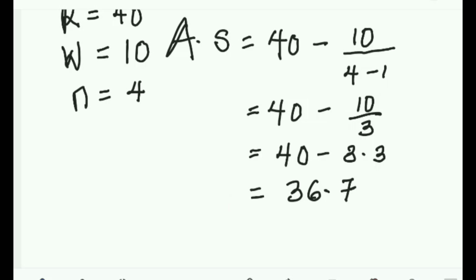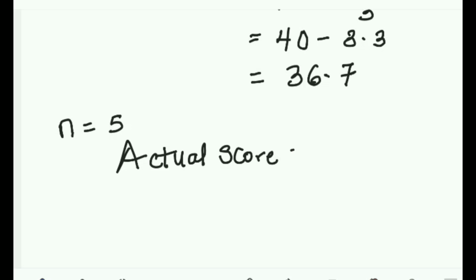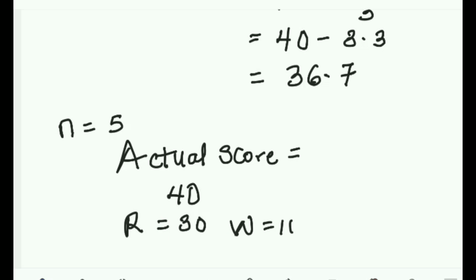So let's assume that we're dealing with 5 options. Then our N will be equals to 5. So the actual score, remember that this candidate answered all. If you had answered 40, that means he left 10 undone, right? If you had answered 40, and let's say he got 30 correctly, so the right one would be 30, and then the wrong would be 10.